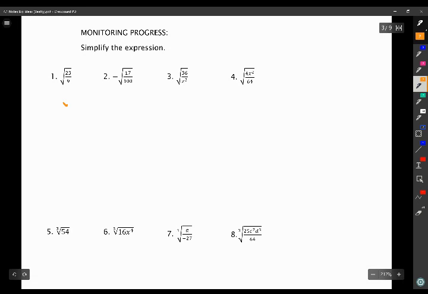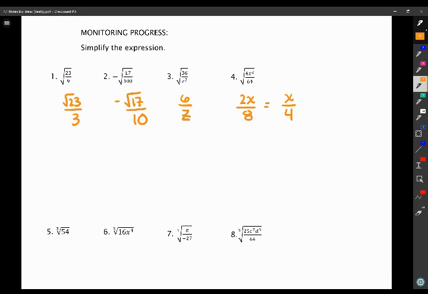So number 1, you should have got square root of 23 over 3. Number 2, negative square root of 17 over 10. Number 3, 6 over z. And 4, you should have got 2x over 8, which you can simplify to be x over 4. If you need help on those, make sure you ask.